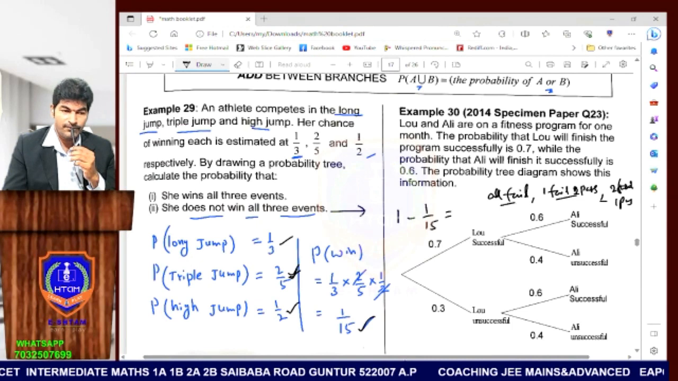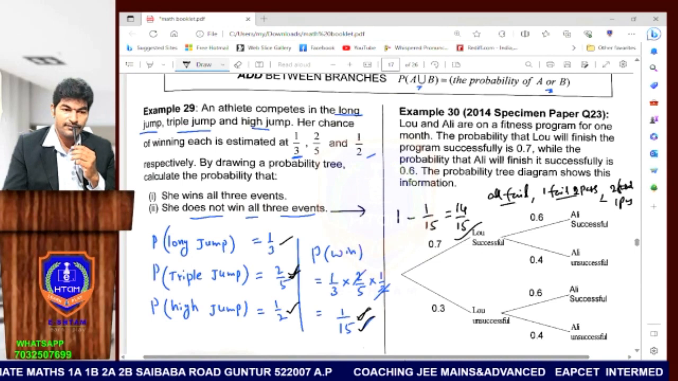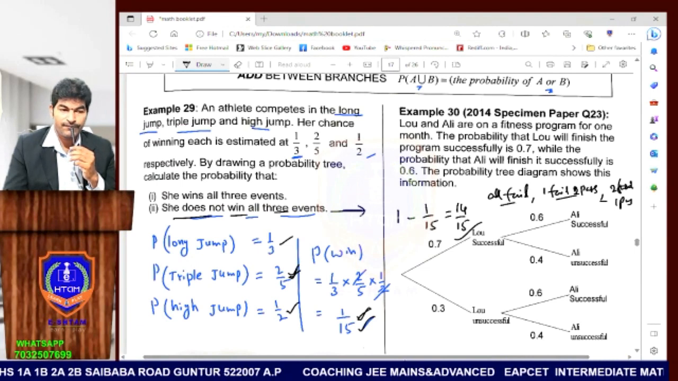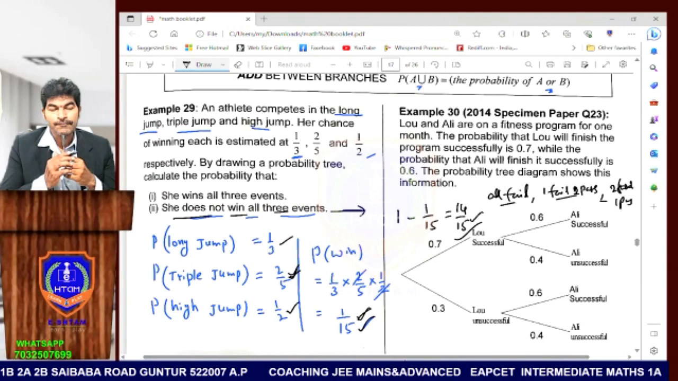Instead of that, you can do this. If you subtract all pass, that means all winning, from 1, you will get the same answer directly. Understood this value? This is the answer of this question: she does not win all the 3 events. 14 by 15 is the answer for that question. Understood? Yeah.